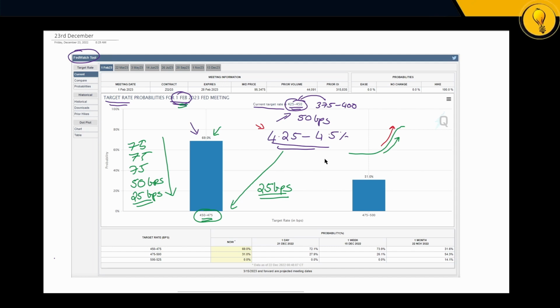Now, similarly, we went from 75, 75, 75, decreased to 50, and the market got really excited about that. And now we decreased down to 25. The market is like, whoa, that's bullish. It's a bit ridiculous to think that a rate hike is going to be considered bullish. But again, it's relative to what the market was expecting and pricing in.